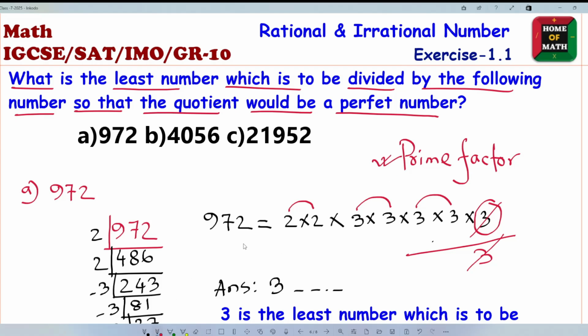But we have to know about prime factorization. There is lots of math where we need prime factorization. So first you have to learn how to make prime factorization. Like this, look, 2 is a prime number, 3 is a prime number. A prime number is the kind of number which we can divide by only two numbers, itself and 1.